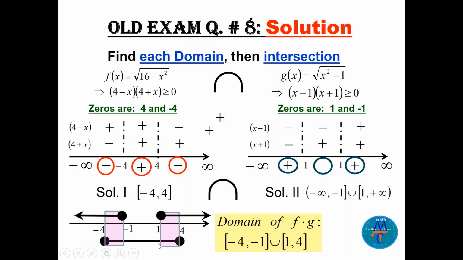Now let's find the intersection. See, this one, solution 2, is minus infinity to minus 1, union 1 to infinity, all closed, except at infinity for sure. This is -4 to 4. When you find the intersection, the domain of f times g will be closed -4 to -1 closed, union closed 1 to 4 closed.